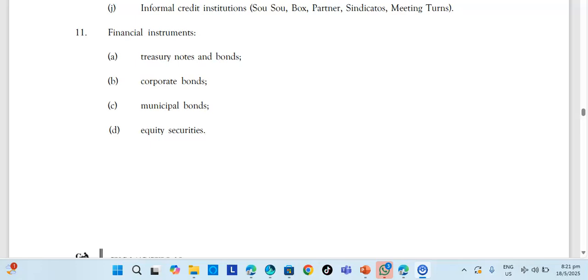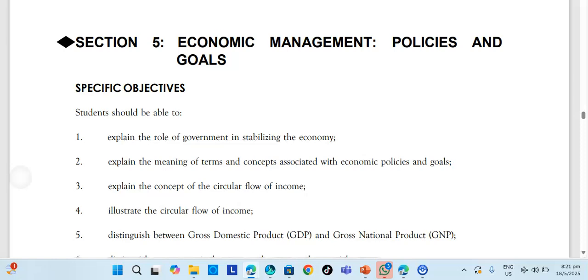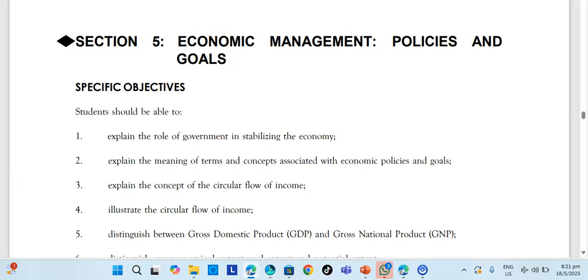Equity securities represent ownership in a company. The most common form is shares. Shareholders may earn dividends and have voting rights. Example, you buy 100 shares of NCB, you now own parts of the company and might receive a portion of the profit, dividends. All right, now we are going to look at economic management policies and goals.